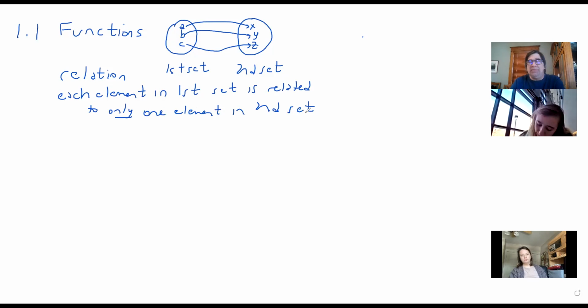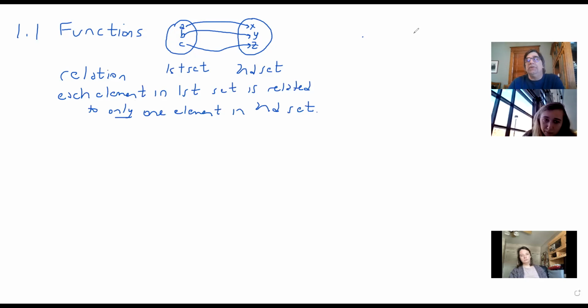So as I said, this is a more abstract definition. You're talking about objects. A lot of times in math, we talk about numbers, but in general, these are just objects. So A is related to X, B is related to Y, C is related to Z. And this is the key to the definition. If each element here is related to only one element here, then you have what's called a function.